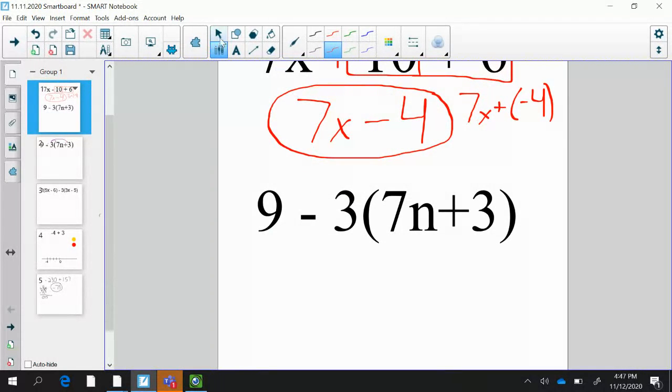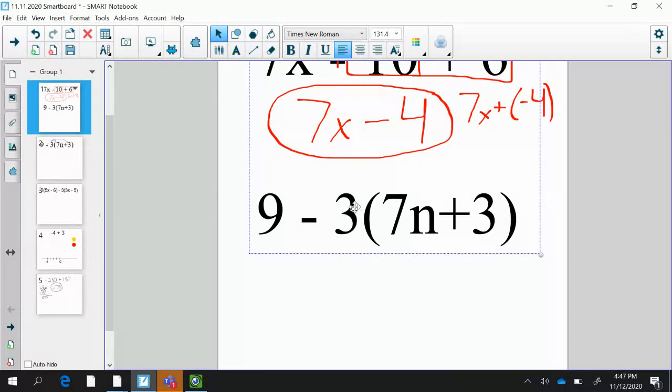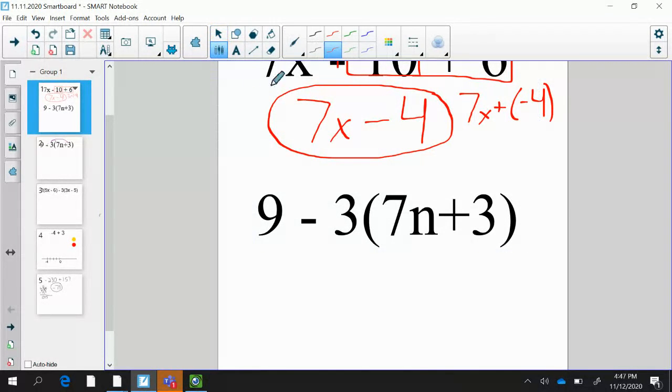For the second one, we have 9 minus 3, and in parentheses we have 7n plus 3. The very first thing we're going to do is make this plus a negative. A big thing a lot of students forget is that we're not going to add or subtract here, because order of operations says we have to multiply before we add or subtract. We're going to multiply first.